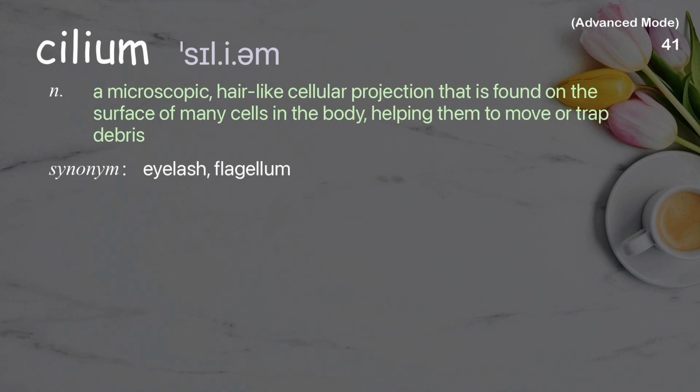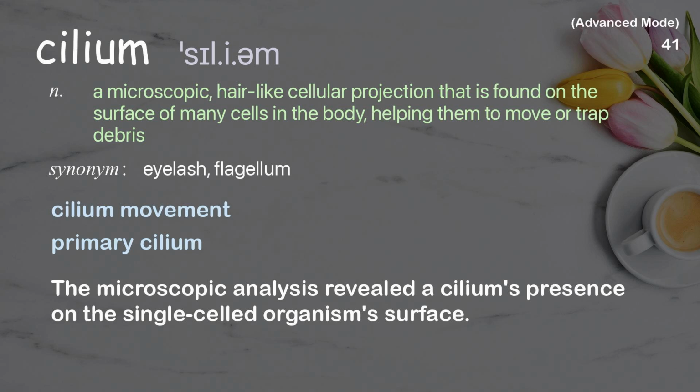Cilium. A microscopic, hair-like cellular projection that is found on the surface of many cells in the body, helping them to move or trap debris. Examples: Cilium movement. Primary cilium. The microscopic analysis revealed a cilium's presence on the single-celled organism's surface.